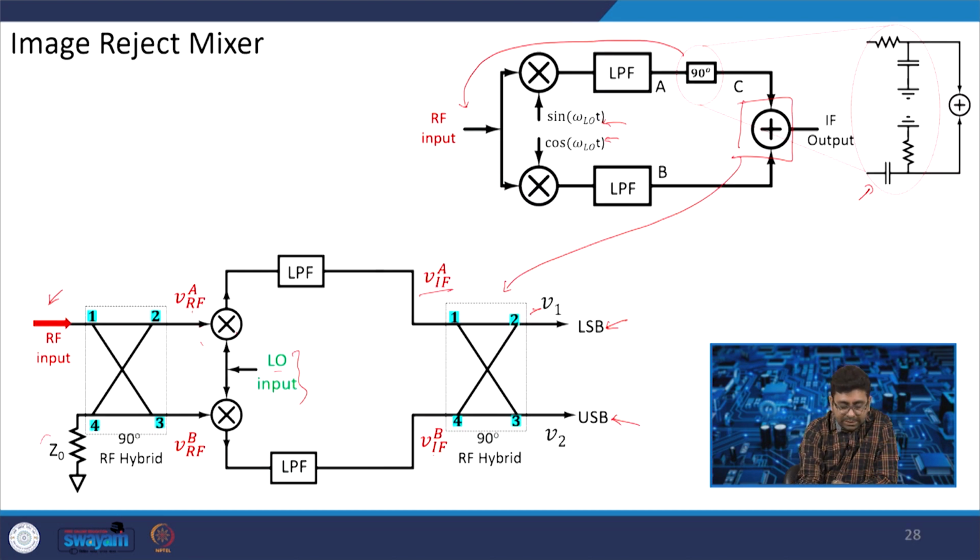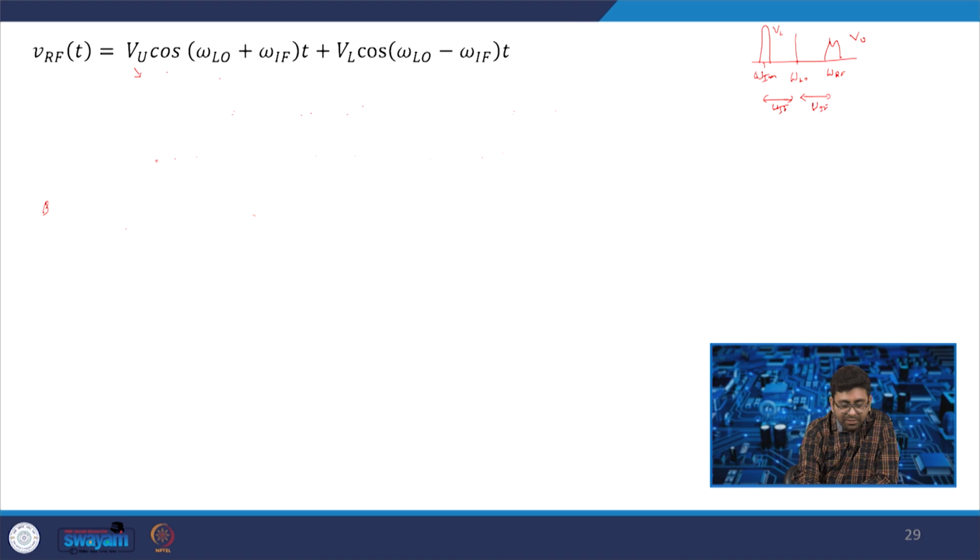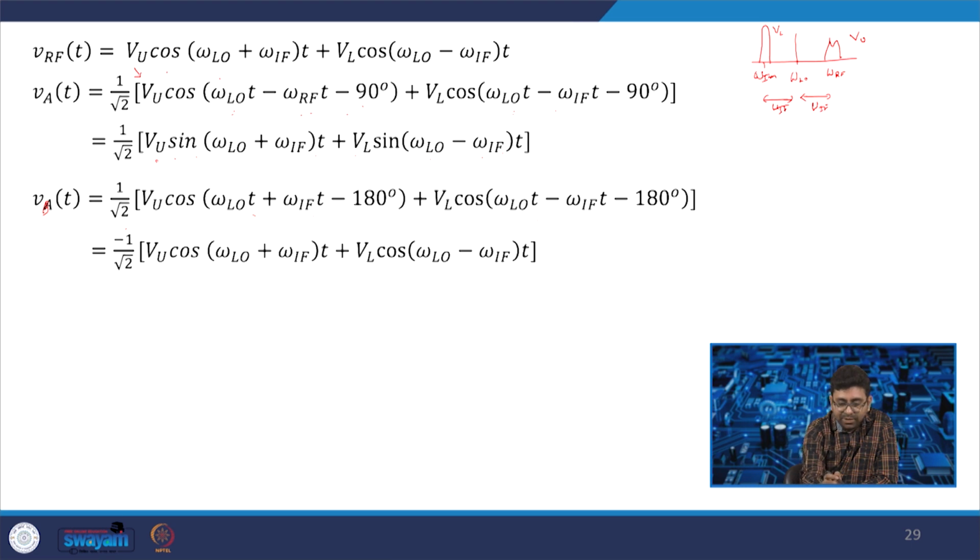So, same thing, we will write a VB where only minus 180, here we have considered minus a by root 2, that is why minus 90, here it is a minus 180. So, when you consider minus 180, it is a minus 1 by root 2 cos omega LO plus omega IF t plus V LO cos omega LO minus omega IF t. So, this is a VA and this is a VB voltage.